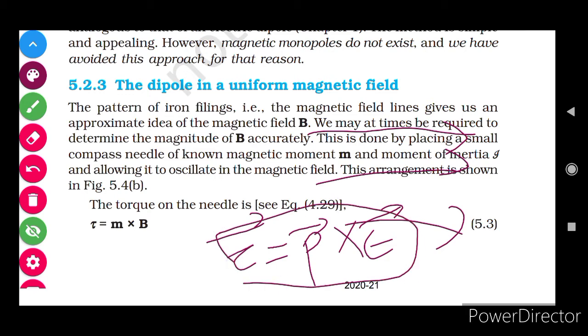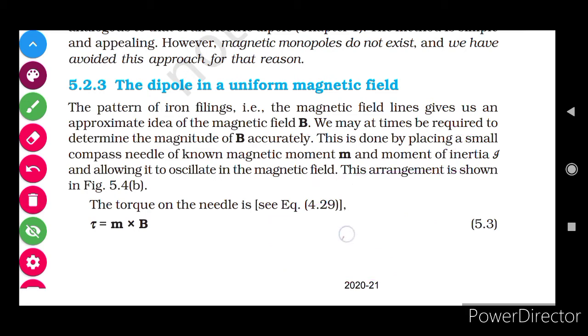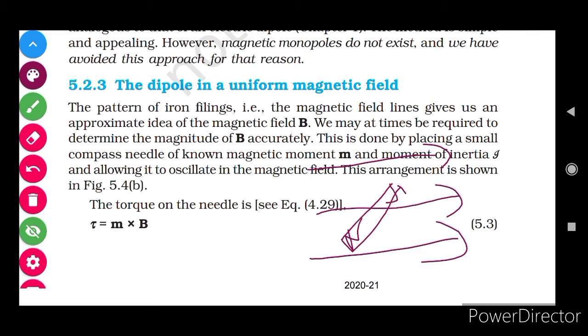Similar to that case, when a magnetic dipole is placed in an external magnetic field, this magnetic field will exert a torque on the magnetic dipole. The torque is given by M cross B, where M is the magnetic dipole moment of the magnetic dipole and B is the external magnetic field. So let's look more into this paragraph and study it.